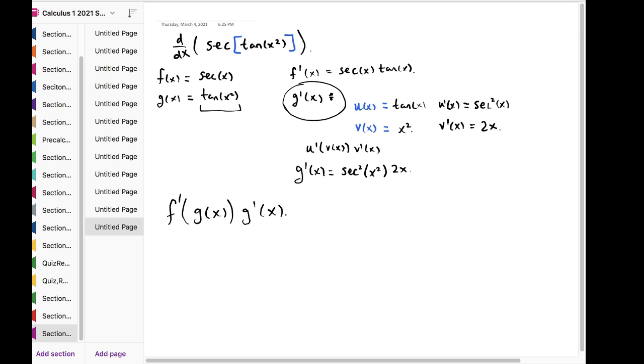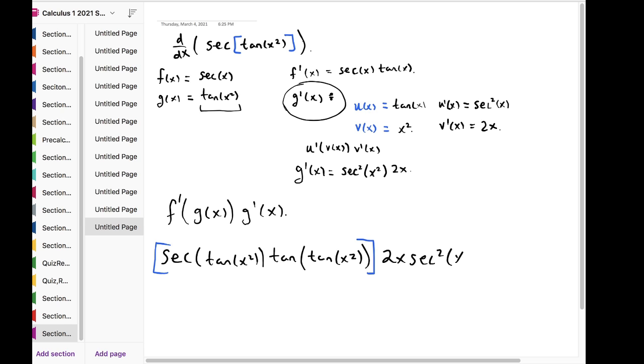Okay, so now let's apply the chain rule. So f prime is secant tangent. In place of x, plug in g. x appears twice, so you have to plug it in twice. So all of this is just f prime of g of x. And then you plug this in: 2x secant squared of x squared. That's it.